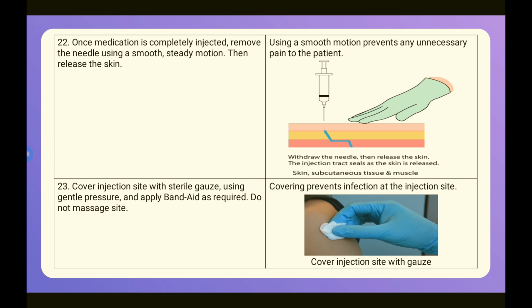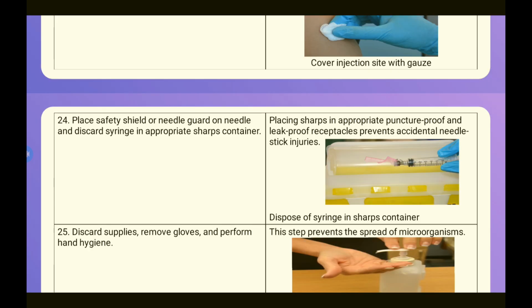Skin, subcutaneous tissue, and muscle, as you see in the next image. Number 23. Cover the injection site with sterile gauze using gentle pressure and apply a band-aid as required. Don't massage the site. Covering prevents infection at the injection site. As you see in the image, we cover the injection site with sterile gauze.